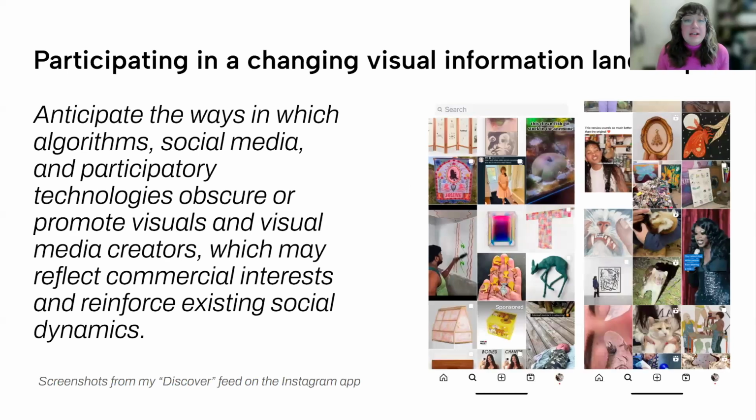So the first knowledge practice I'd like to consider is: visual literacy learners anticipate the ways in which algorithms, social media, and participatory technologies obscure or promote visuals and visual media creators, which may reflect commercial interests and reinforce existing social dynamics. And what does this look like in practice?